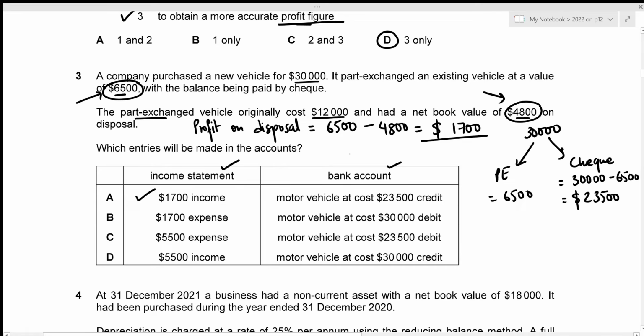Now let's talk about bank account. We are told that the remaining balance is being paid by check, and we already figured out that the remaining balance is 23,500. And whenever we are paying something, it should be recorded in the bank account on the credit side.